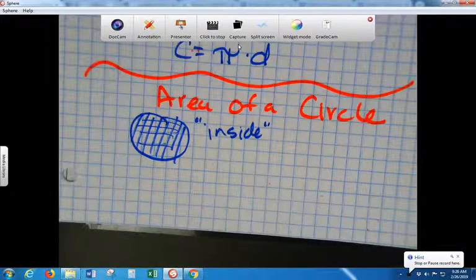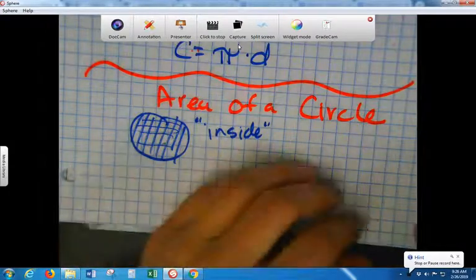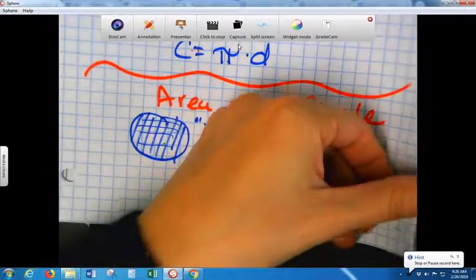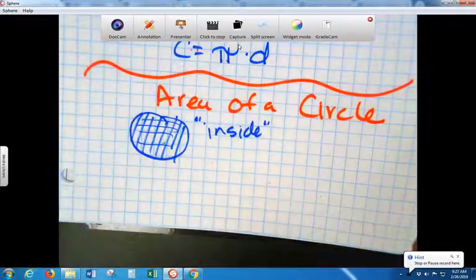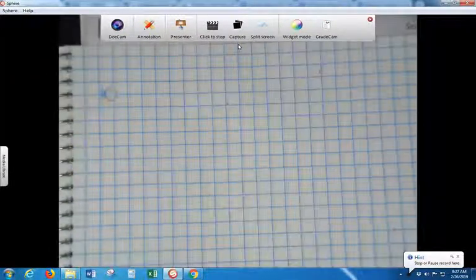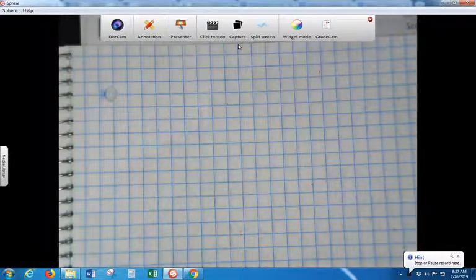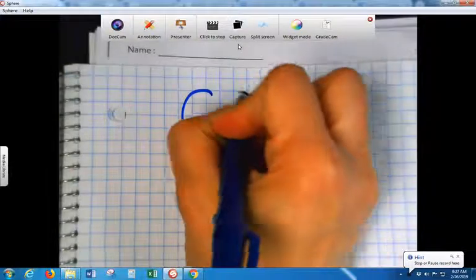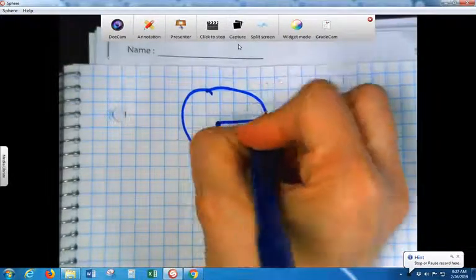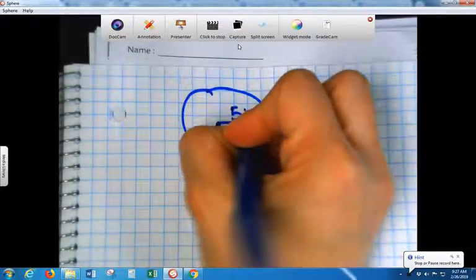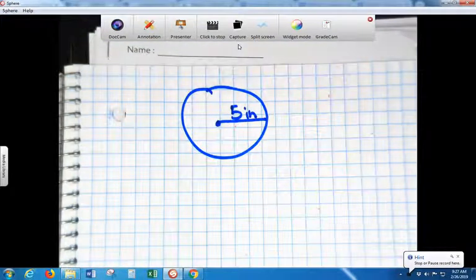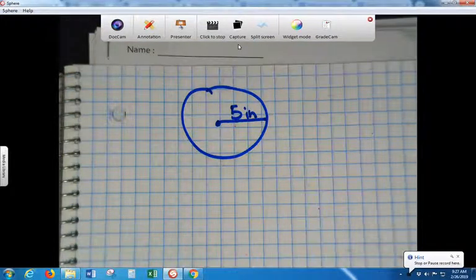All right, ready for the formula? It's quite interesting. It's like the inside of a circle. What is circumference? The outside, the perimeter. All right, here we go. Let's draw a nice, pretty little circle. What is this part of the circle called? Radius. So the radius is 5 inches. Please stay with me. Okay.